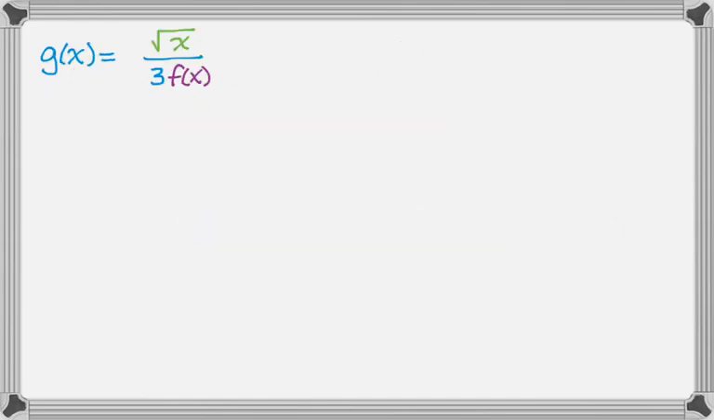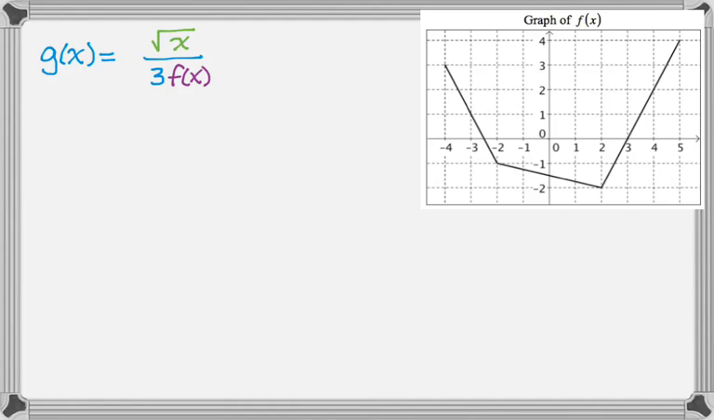So the next problem is g of x is defined to be radical x divided by 3 times f of x. And f of x, all we really know about it is this graph. So this is a graph of f of x. So I'm going to have to use that to find some values. So what I want to do is find g prime of 4.